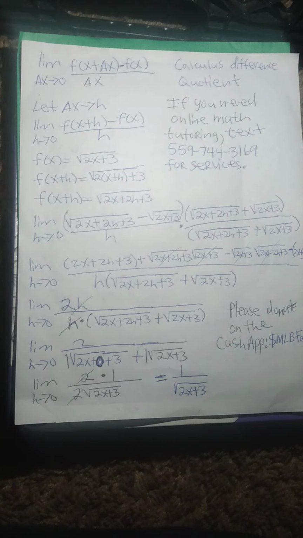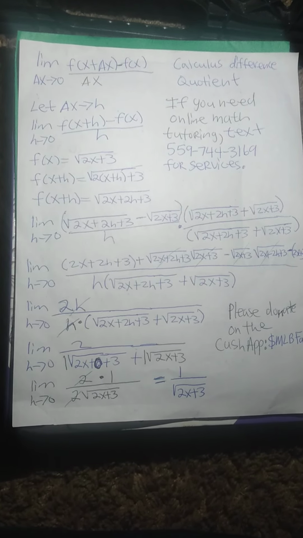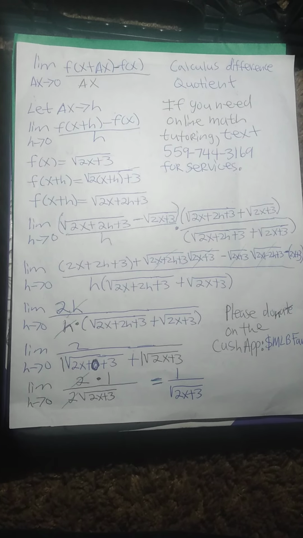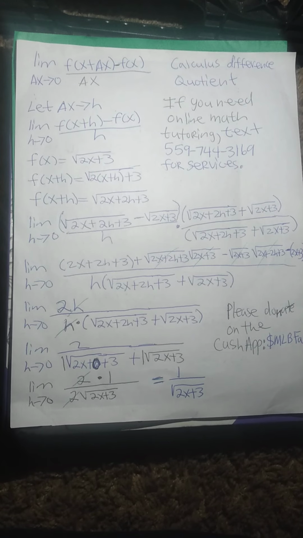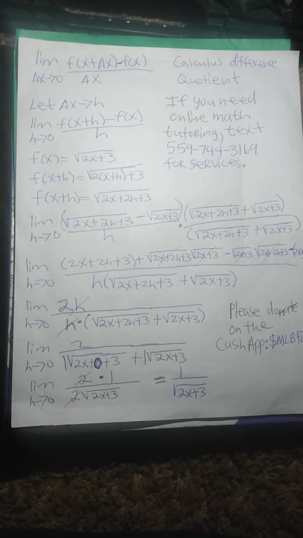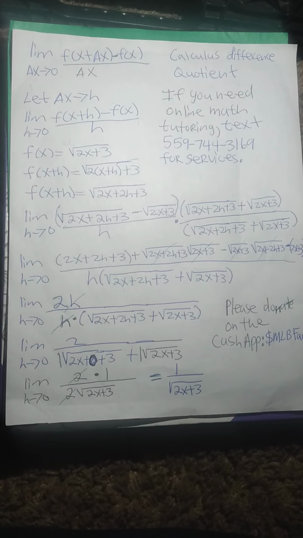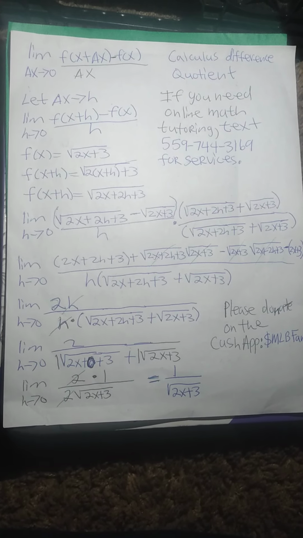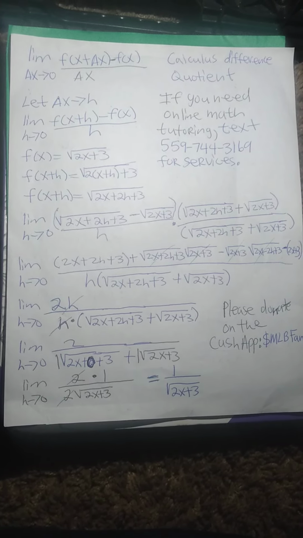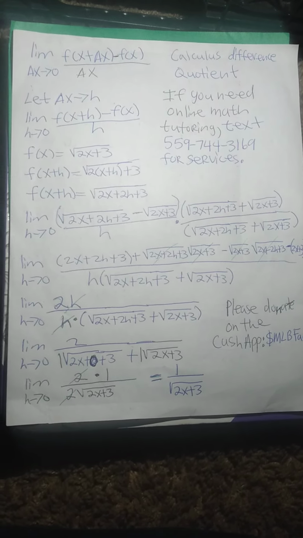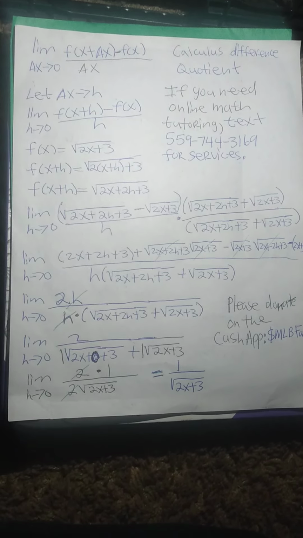Here I am going to show a substitution for delta x. So let delta x imply h. So the limit as h goes to 0 of f of x plus h minus f of x, divided by h. The function we will be working with today is f of x is equal to the square root of 2x plus 3.